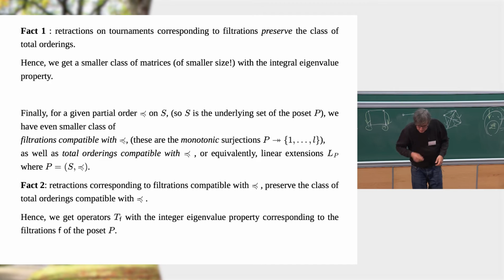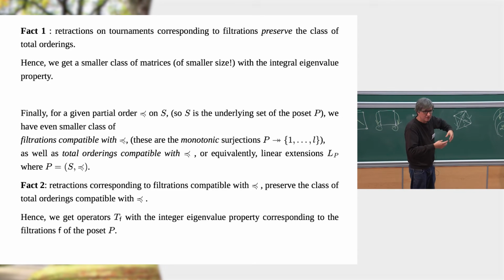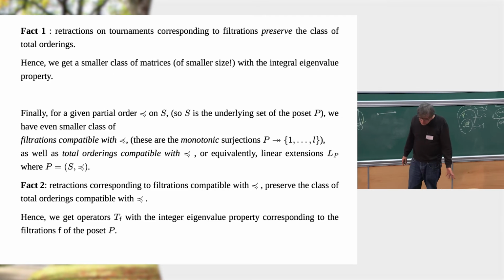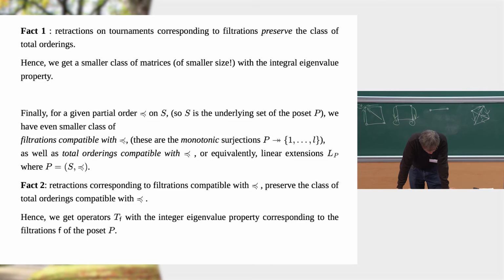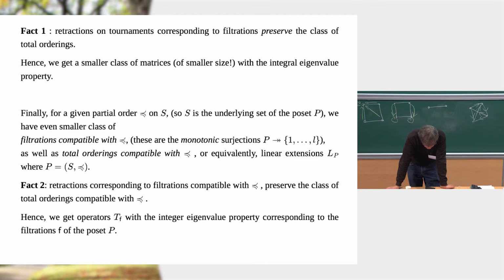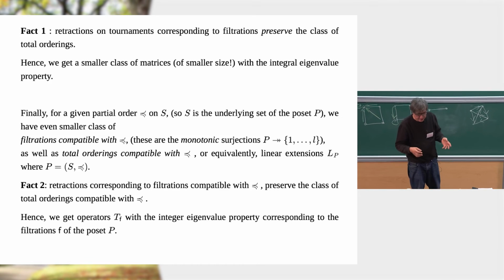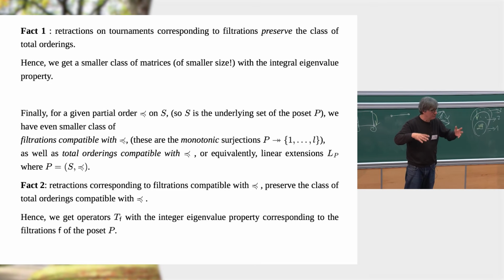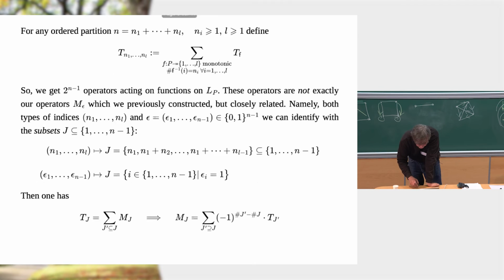And one can check immediately that this story, where you get a certain monoid acting on some set, works out here. So we consider all filtrations and orderings compatible with the partial order, and we still get a closed picture. So you get plenty of operators with the integral eigenvalue property and also some filtration by powers of some restriction of polynomials of bounded degrees.